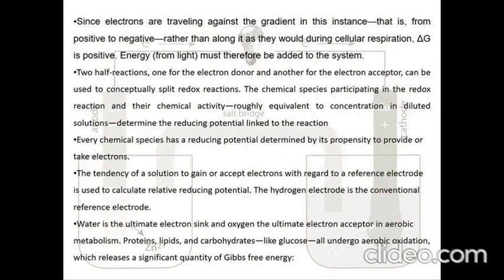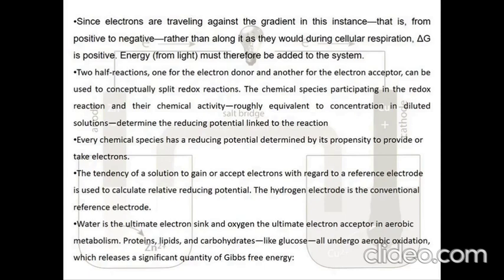Two half reactions, one for the electron donor and another for the electron acceptor, can be used to conceptually split redox reactions. The chemical species participating in the redox reaction and their chemical activity, roughly equivalent to the concentration, is in dilute solutions. Every chemical species has a reducing potential determined by its propensity to provide or take electrons. The tendency of a solution to gain or accept electrons with regard to the reference electrode is used to calculate relative reducing potential. Water is the ultimate electron sink and oxygen the ultimate electron acceptor in aerobic metabolism.